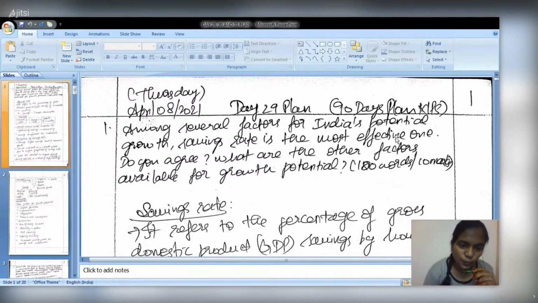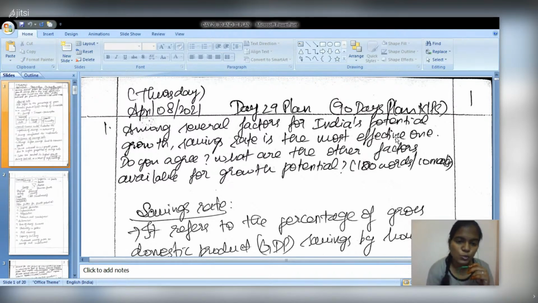The focus of the question should be on savings rate, and you should not explicitly write, yes, I agree with the statement. By writing the introduction itself, that should deliver whether you are agreeing or disagreeing with the statement. The first part should cover the savings rate and its implications in India's potential growth, and the second part should be answered based on other factors which are available for the growth potential.